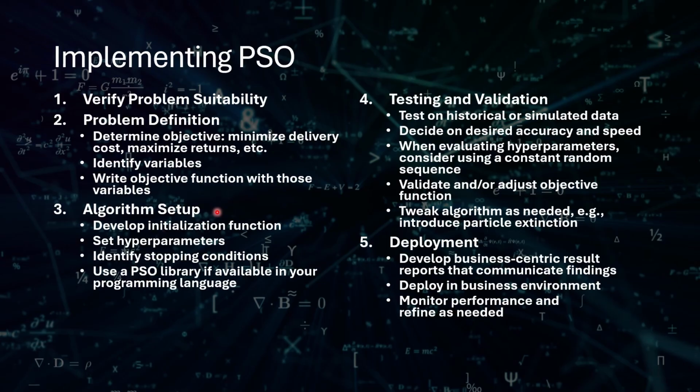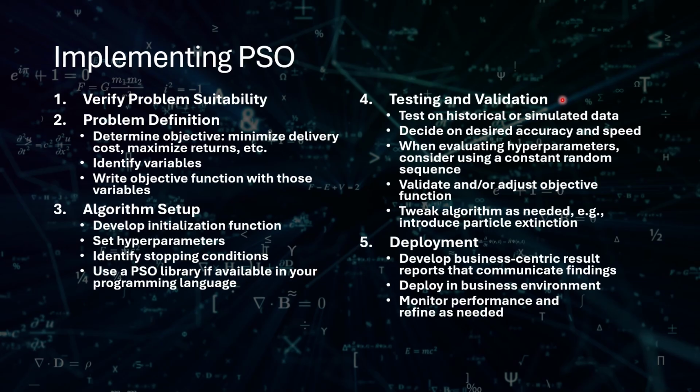Then the algorithm setup. Develop an initialization function. Set hyperparameters, the C1, the C2, and so forth. Identify stopping conditions. Use a PSO library if available for your programming language. I know that in R and Python these libraries exist, and this may be a simple way to get something going. However, as I said, the algorithm is so simple that you can easily set this up yourself as well. But give those libraries a try if they are available.